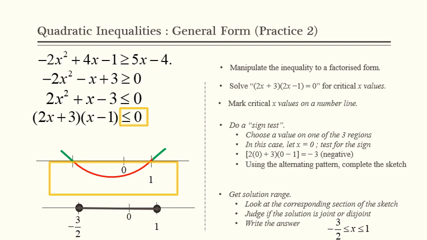In this case, we begin by manipulating the quadratic inequality to a factorized form. Using the four-step approach, and in particular for this case, we are looking at the region that is below the number line. Since the sketch is a continuous joint line, we write our solution as a joint range. The answer is x is greater than or equal to -3/2, less than or equal to 1.